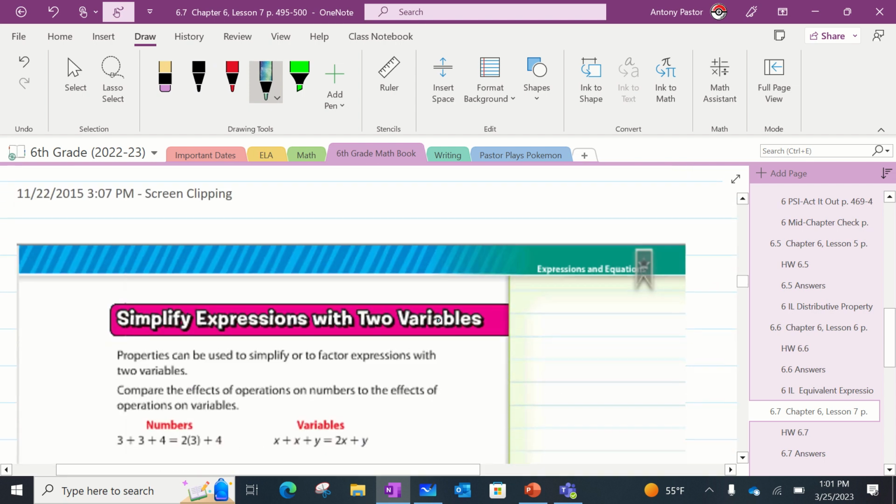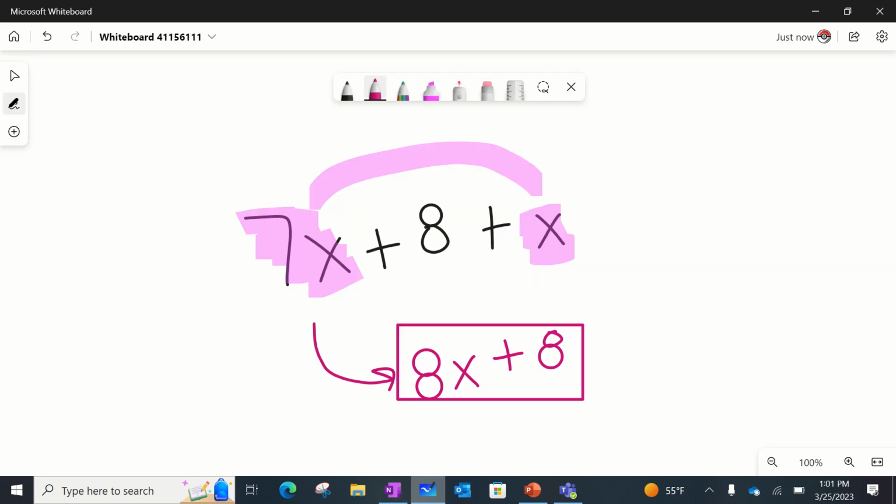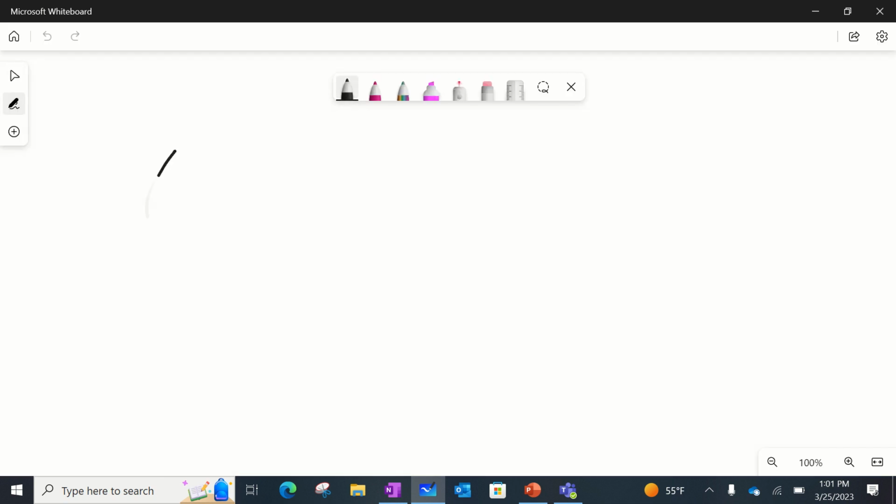Let's do this one and see if we can get this. Write and simplify an expression for the total cost of 6 friends, so I'm going to highlight here 6 friends, to go to the museum if only 4 friends view the mummy exhibit. So let's get this situated. 6 friends are going to go.